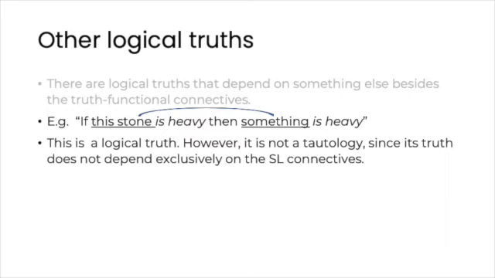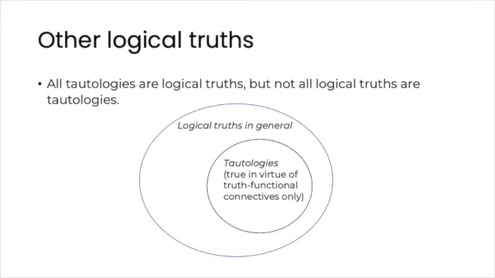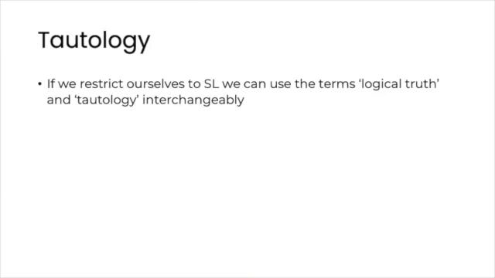In sum, all tautologies are logical truths, but not all logical truths are tautologies. A tautology is a special kind of logical truth, which obtains exclusively due to the truth functional connectives. However, as long as we are confining our discussion to sentential logic, we can use the terms tautology and logical truth interchangeably.